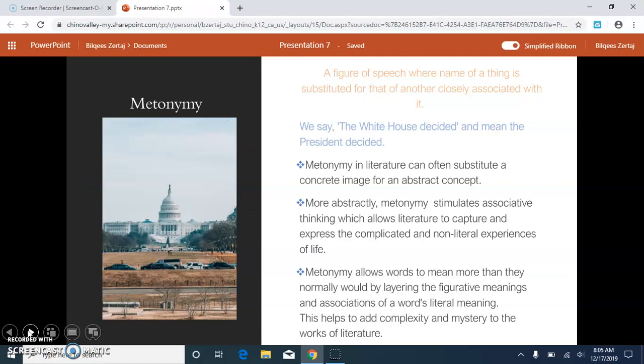Metonymy. A figure of speech where the name of a thing is substituted for that of a closely associated thing. We say "the White House decided," but we actually mean the President decided. Metonymy in literature can often substitute a concrete image for an abstract concept. It also stimulates associative thinking, which allows literature to capture and express the complicated and non-literal experiences of life. Metonymy allows words to mean more than what they usually would by layering the figurative meanings and associations of a word's literal meanings. This helps to add complexity and mystery to the works of literature.